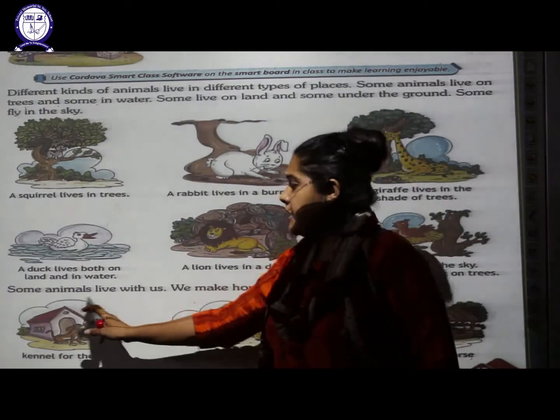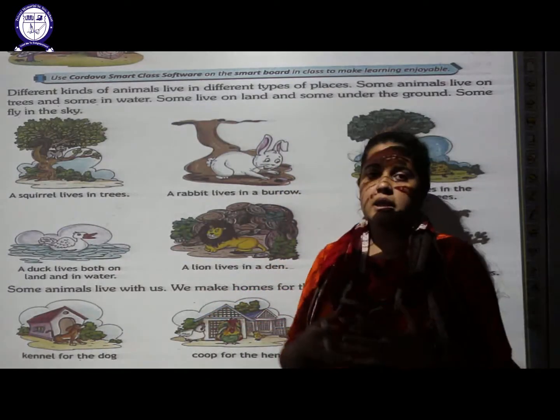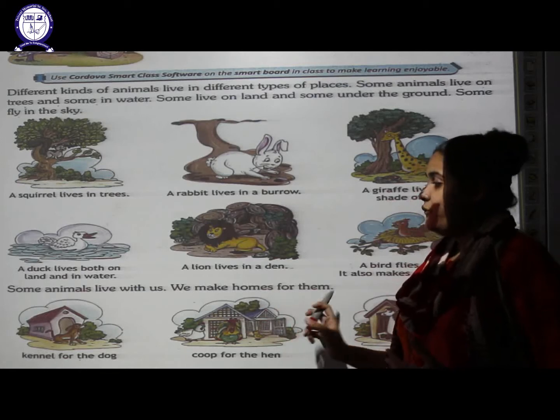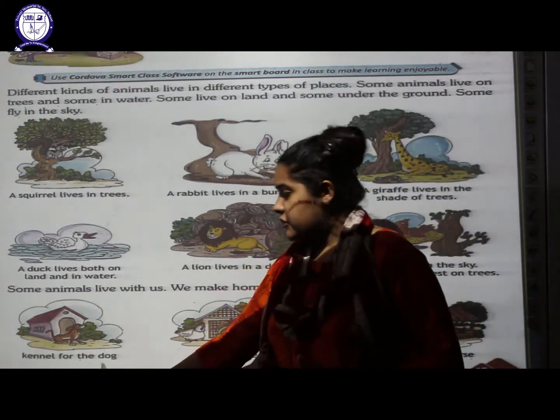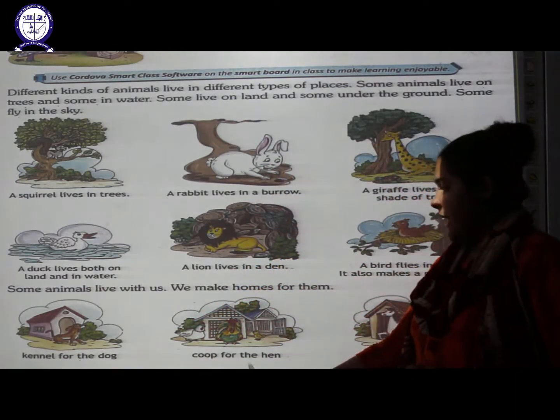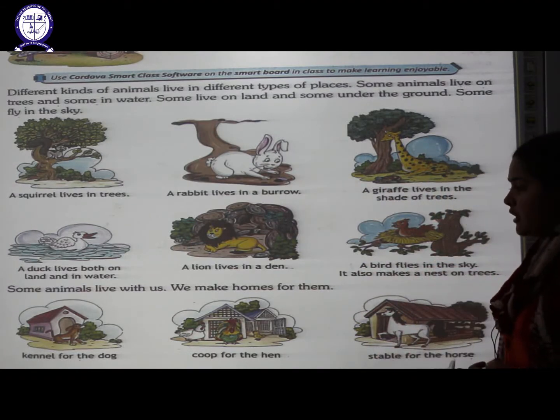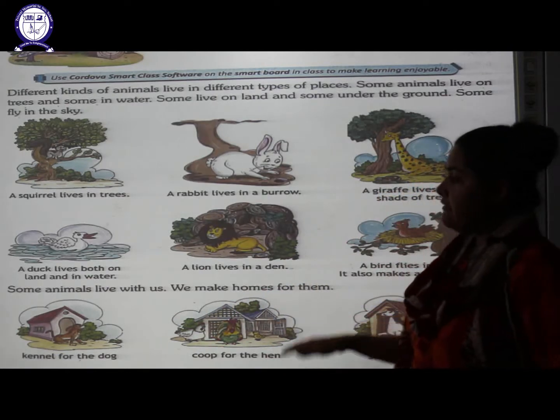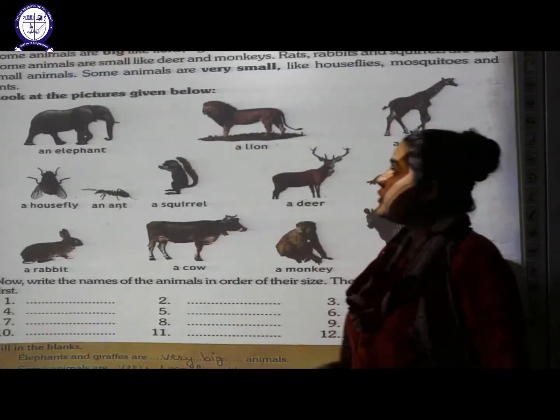Then there are certain animals which live with us. There are certain animals which live with us as we have to make a home for them. So we make a kennel for the dog, we make a coop for the hens, and we make a stable for the horses. So these are all animals which are living with us. Let's move to the next slide.